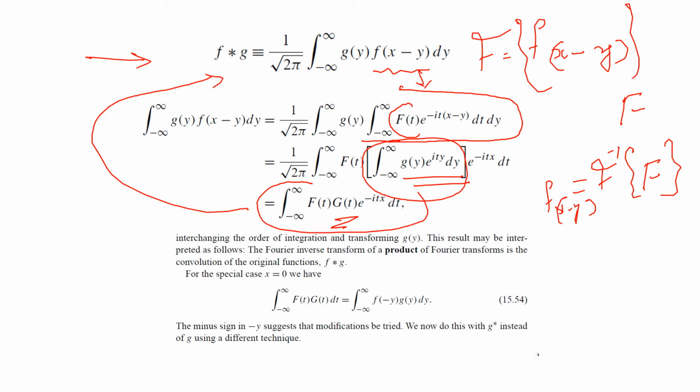Now, for the special case when x equals 0, we can write the integral from minus infinity to plus infinity of f of t g of t dt is equal to the integral from minus infinity to plus infinity of f of minus y g of y dy. It's only a special case of the theorem that we stated above. Okay.